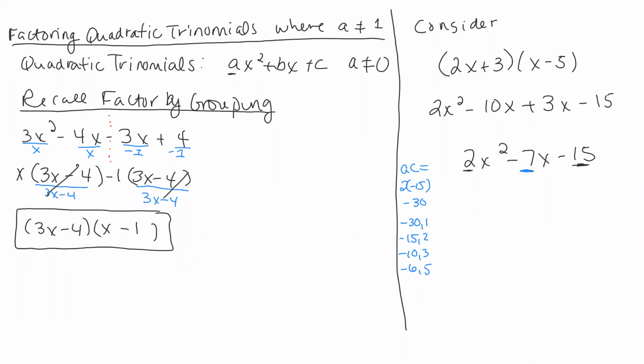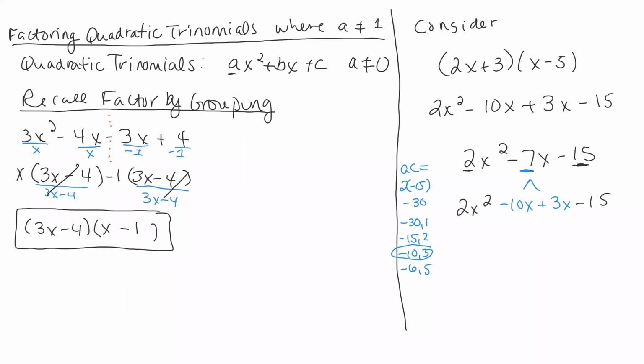So which pair of factors works? Which pair of factors, when added, would give me -7? Well, -10 and 3. So here's what I do. I break down this -7x into -10x and 3x, okay? And then everything else stays the same. So really all I've done is I've rewritten this particular polynomial as 2x squared minus 10x plus 3x minus 15.